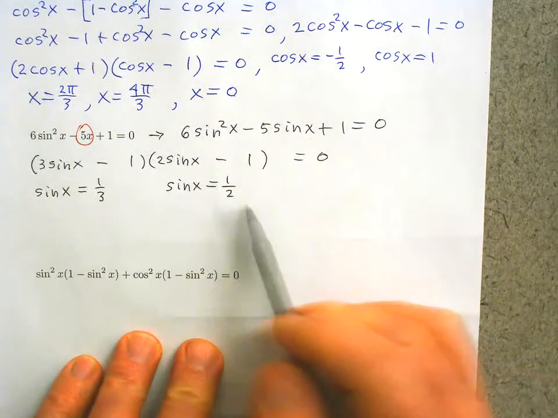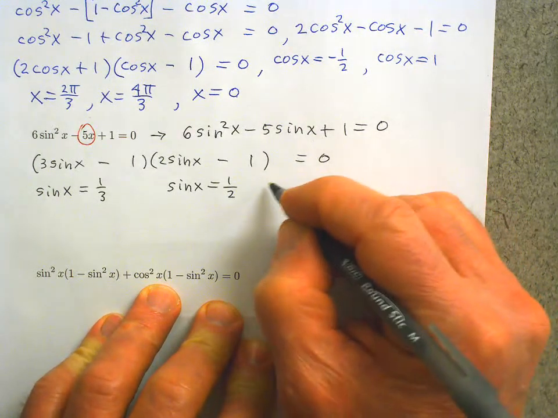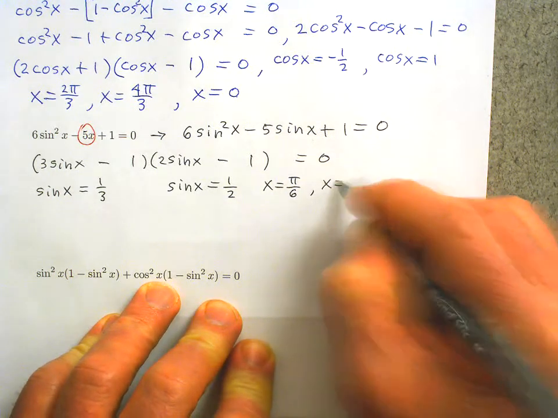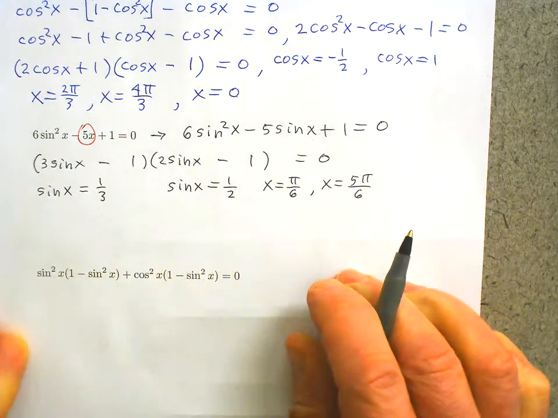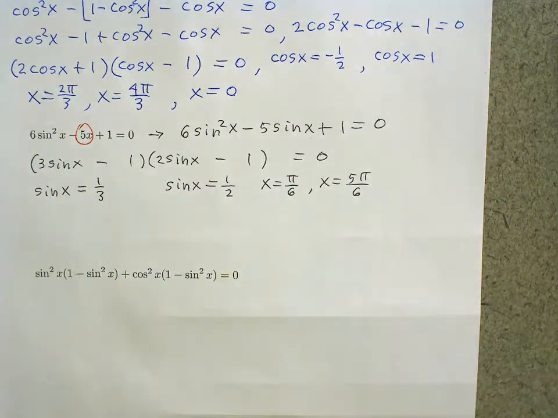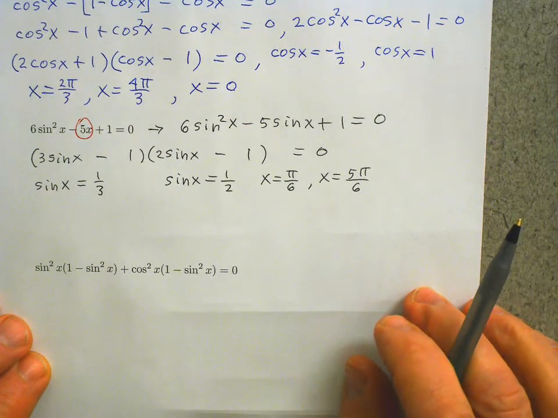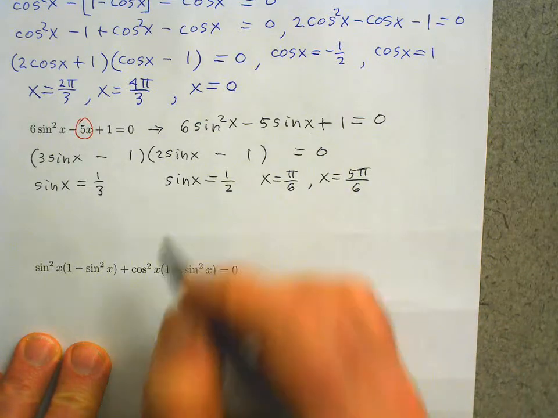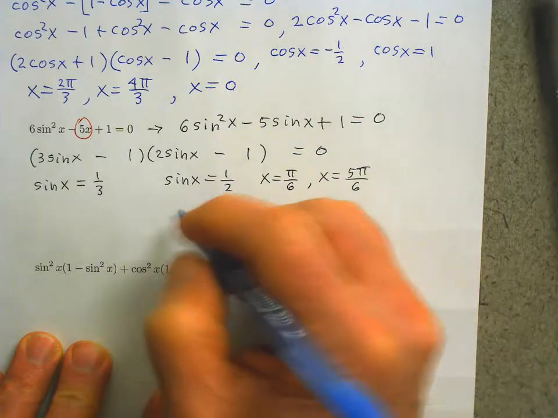Okay, sine of x equals 1/2. That's pretty easy. Between 0 and 2 pi, x is pi over 6 and 5 pi over 6 in the first and second quadrants. And sine of x equals 1/3 also has two solutions. It doesn't involve a special angle. But let's draw a picture and see what we have to do.